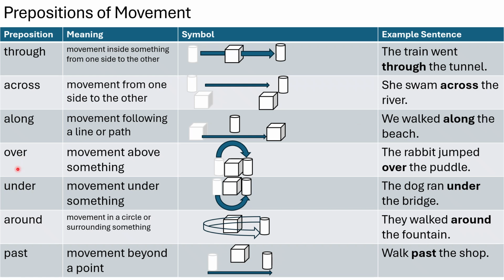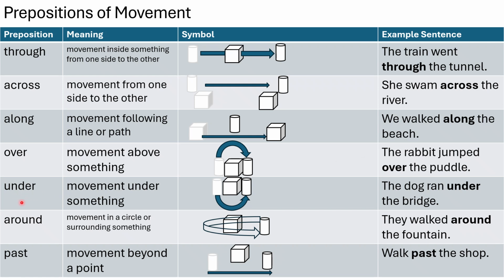The preposition over means movement above something. This symbol illustrates the cylinder moving over the box. Listen to the example sentence. The rabbit jumped over the puddle.